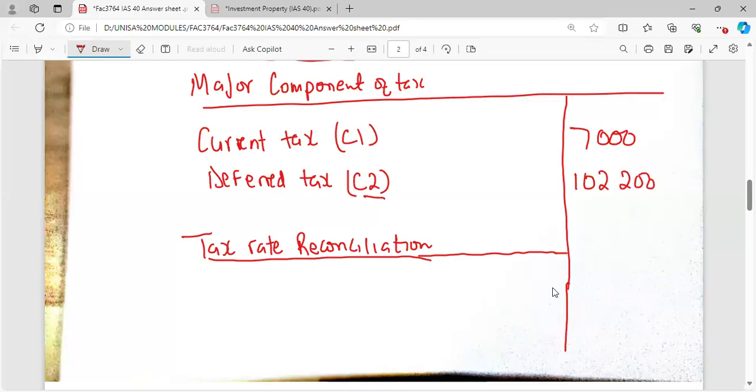So our income tax expense is going to be the addition of these two. So it's going to be 109,200. Am I right? So you'll be done with your major components of tax.